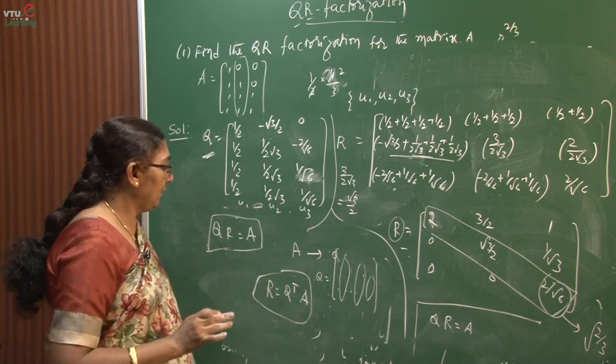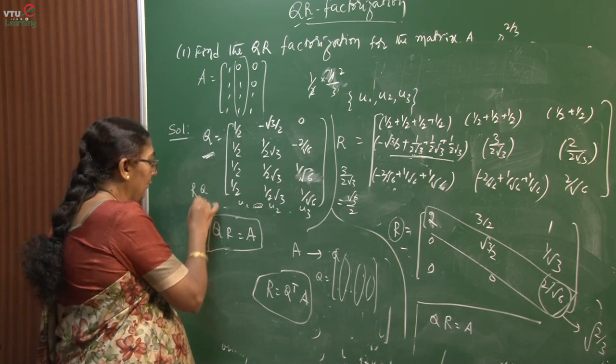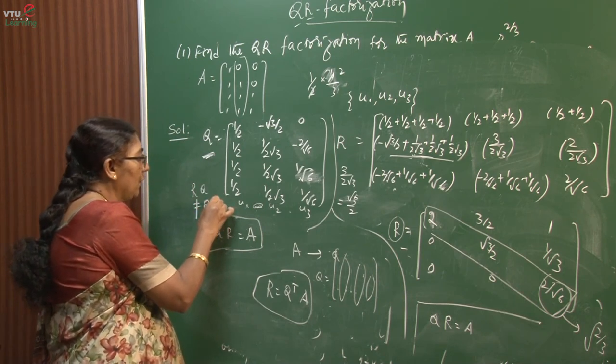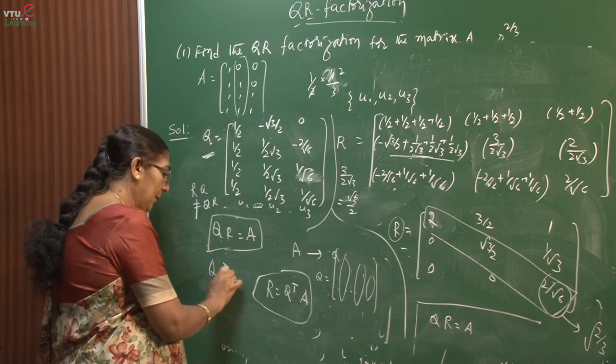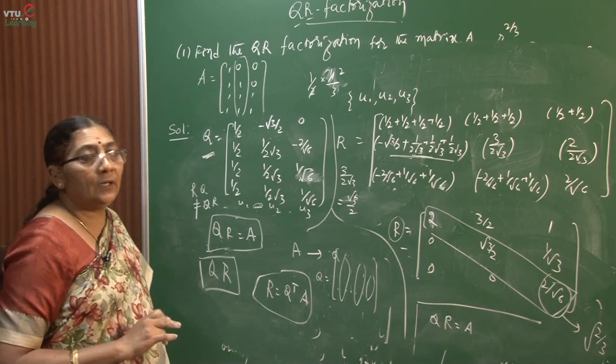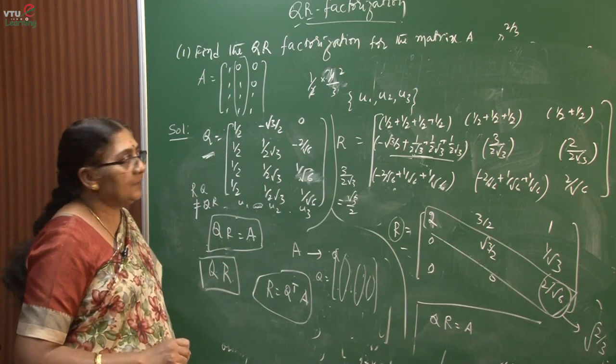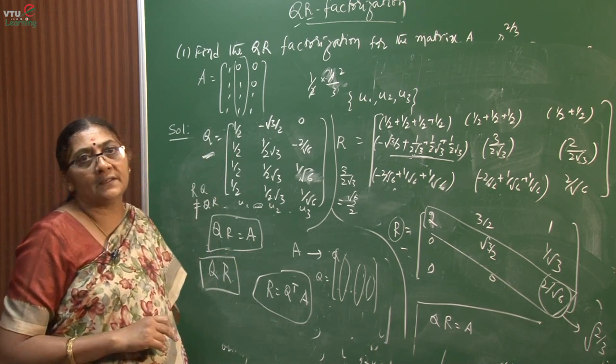Finally, we get Q and R multiplied. Don't multiply R into Q, because R into Q is not equal to Q into R. You take first Q and multiply it with R. Why? The commutative property does not hold under matrix multiplication. Therefore, once you multiply that, we get A. This method is called QR factorization.